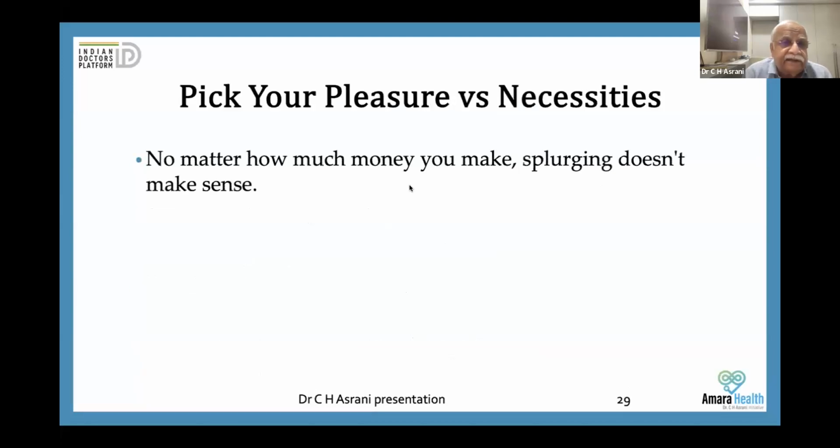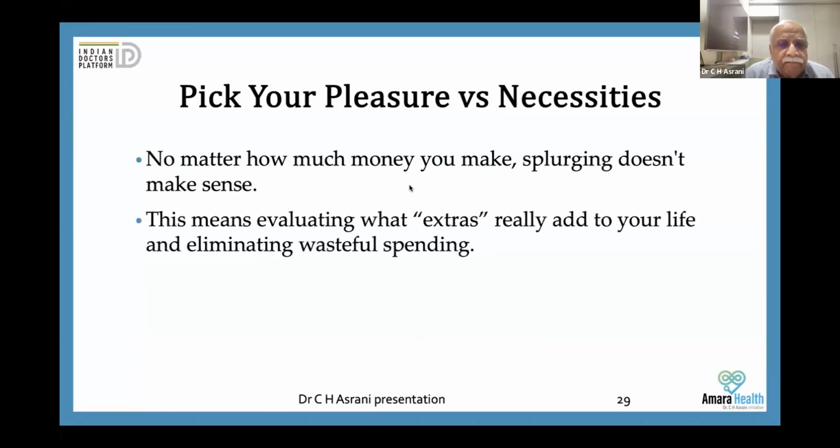Pleasures and necessities. What is luxury? What is required? Whatever money you may make, 10 lakhs a month, doesn't mean you can waste money. Evaluating what extras really add to your life and eliminating wasteful expenditure.